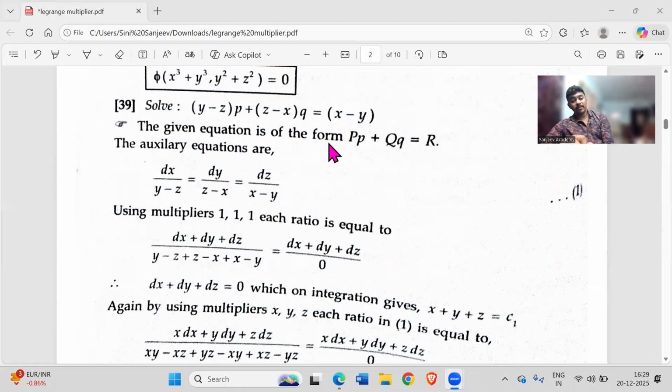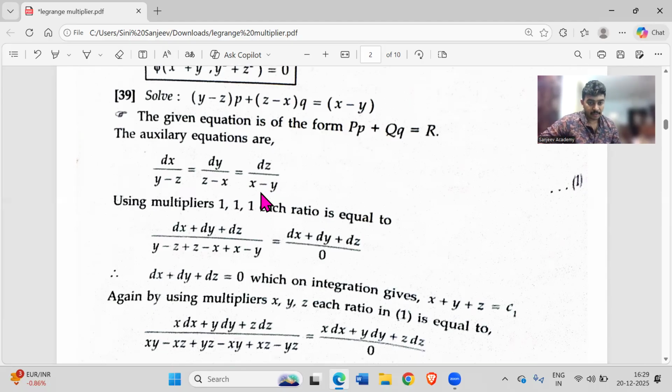Again, very, very important thing is whatever question you are getting in Lagrange multiplier, and suppose due to the panic, if you're forgetting everything, also suppose a new question comes, do write down this thing, Pp plus Qq is equal to R. Very, very important. And then the auxiliary equation: dx by y minus z is equal to dy by z minus x and dz by x minus y. Correct? Then what we do here is we add everything.